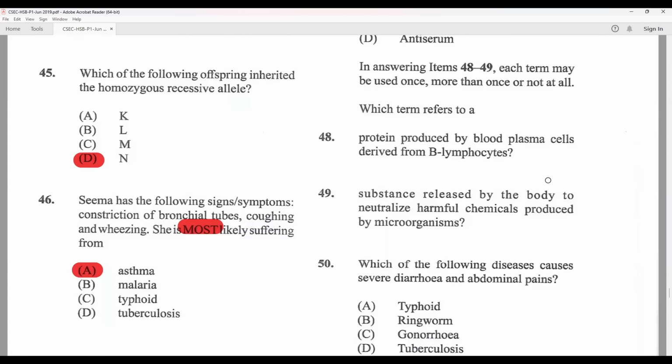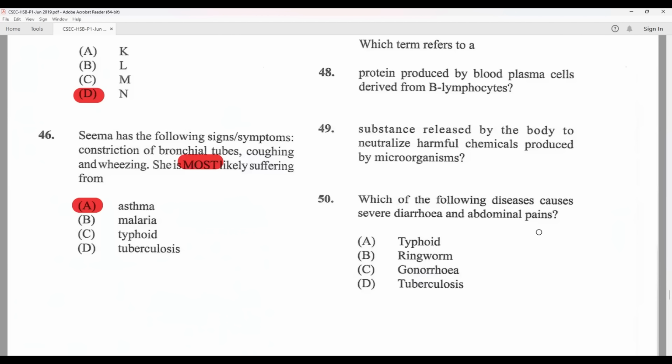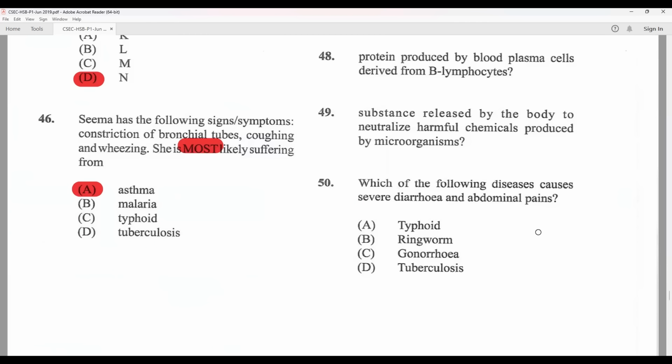C. 50, which of the following diseases causes severe diarrhea and abdominal pain? Typhoid, ringworm, gonorrhea, tuberculosis. That sounds like typhoid.